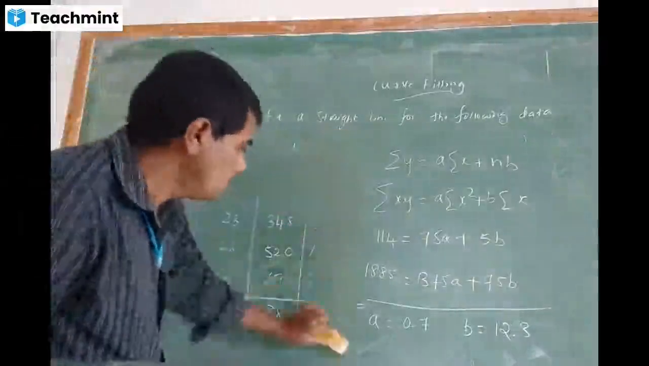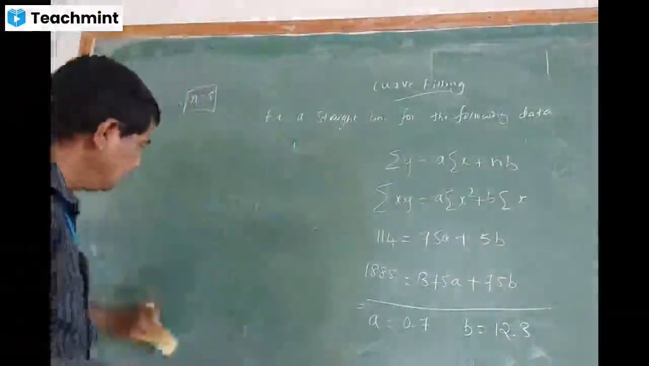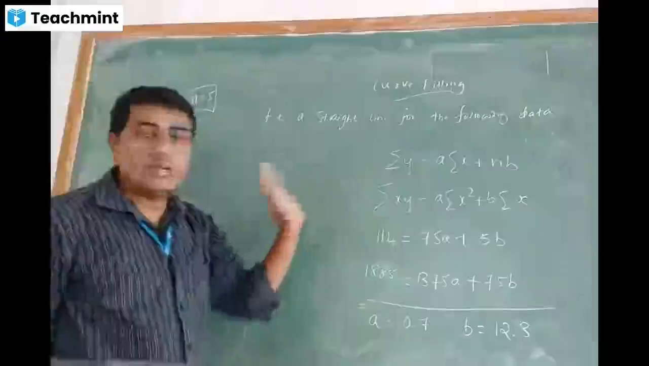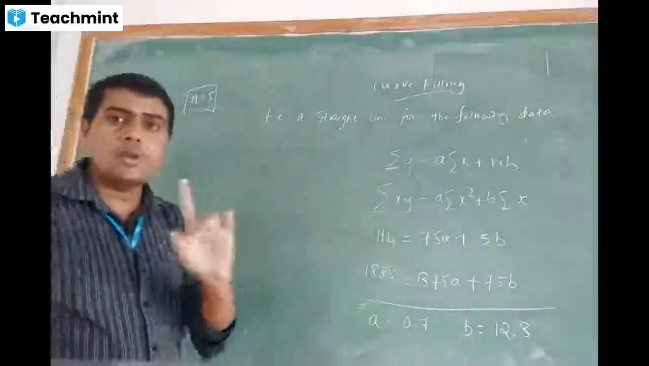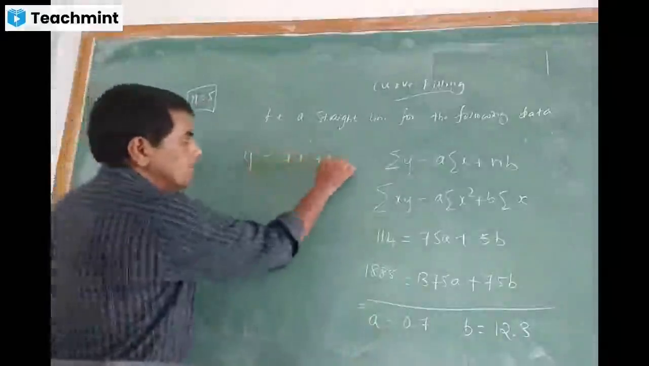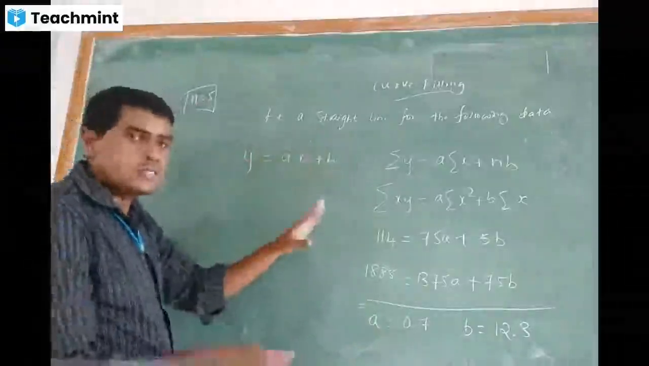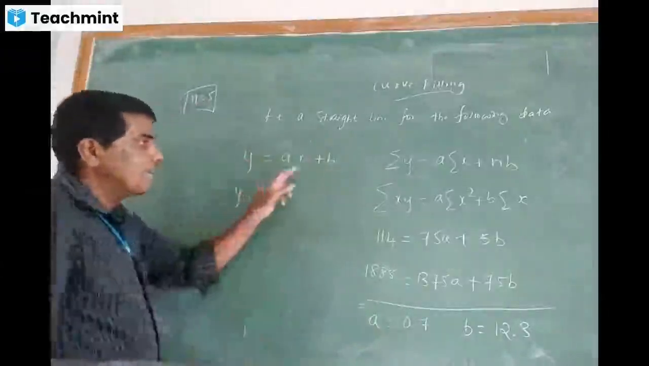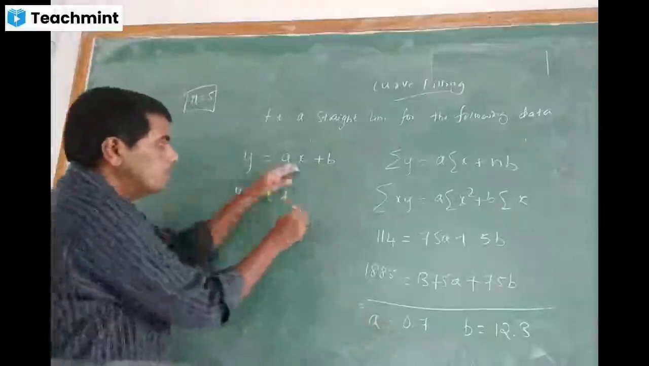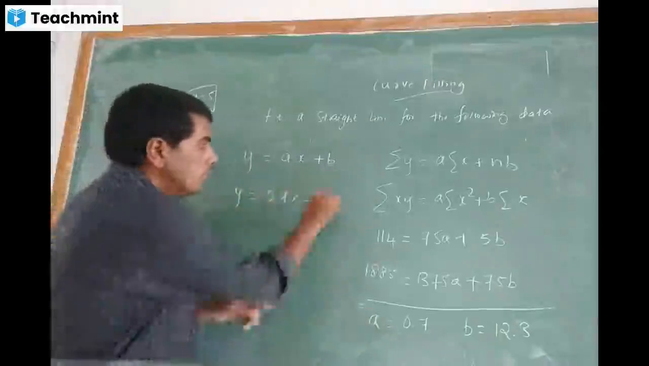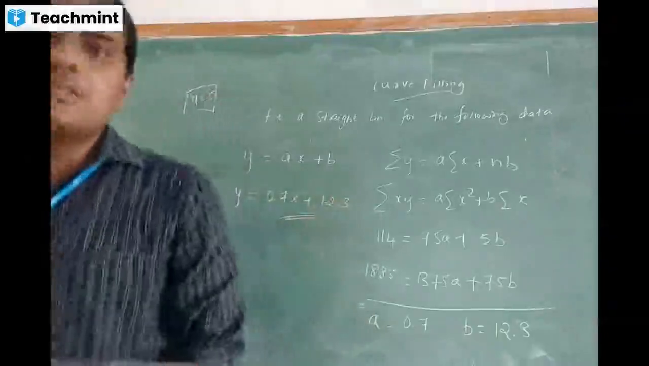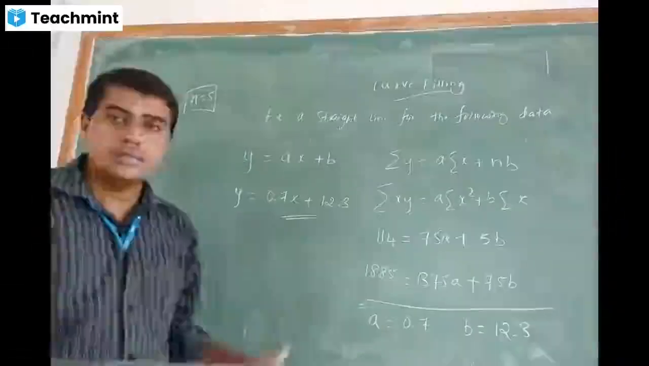So after finding the values of a and b, you are not supposed to forget to substitute them in the given equation. Otherwise, you will lose 1 mark. So y is equal to a plus bx, this is the general equation. So y is equal to, a and b values you have to substitute. So a is 0.7 into x plus b is 1. Like this you have to solve. If you have any doubt, you can ask me. Otherwise, let me go for the next application.